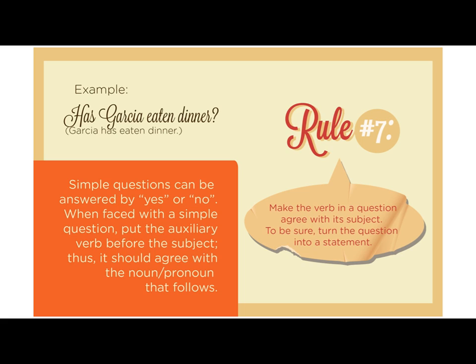Next rule. Make the verb in a question agree with its subject. To be sure, turn the question into a statement. Example. Has Garcia eaten dinner? Garcia has eaten dinner. Simple questions can be answered by yes or no. When faced with a simple question, put the auxiliary verb before the subject. Thus, it should agree with the noun or pronoun that follows.